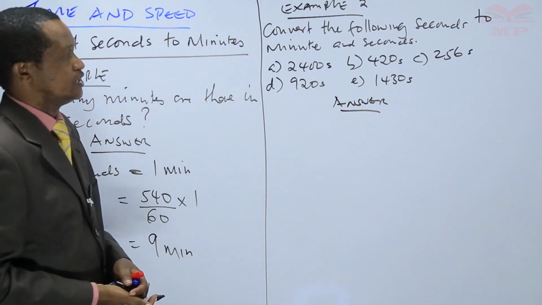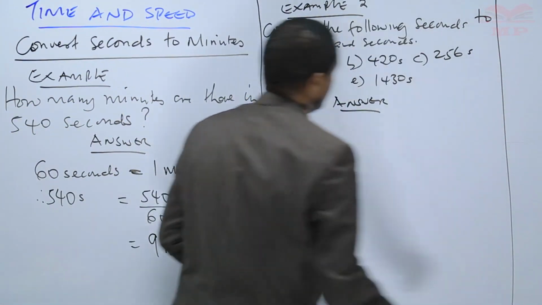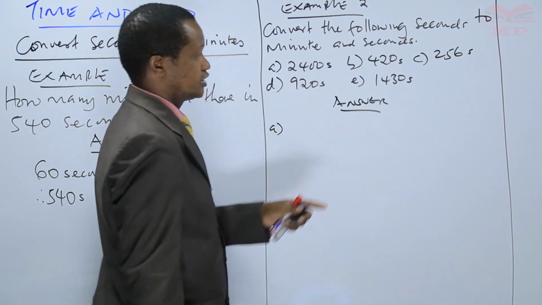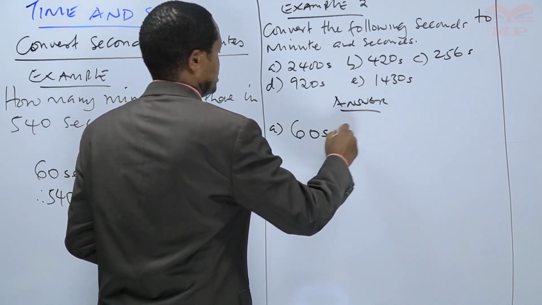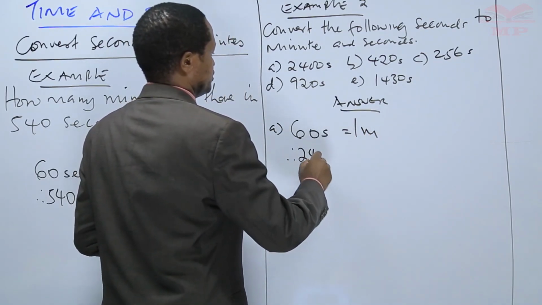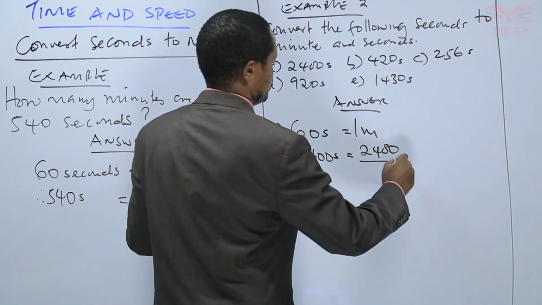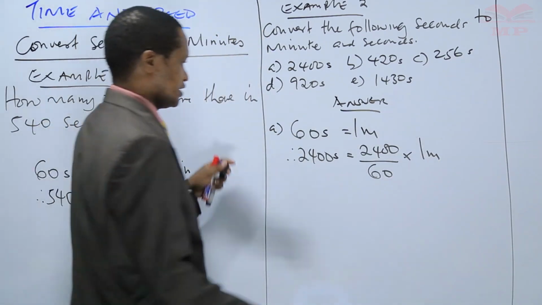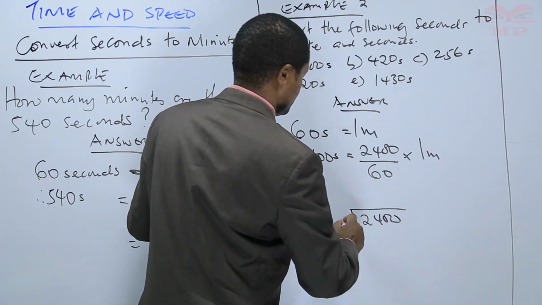Convert the following seconds to minutes and seconds. Part A is to convert 2,400 seconds to minutes. We have said here that 60 seconds is equivalent to 1 minute. Therefore, 2,400 seconds will be equal to 2,400 divided by 60 times 1 minute. So we divide 2,400 by 60.